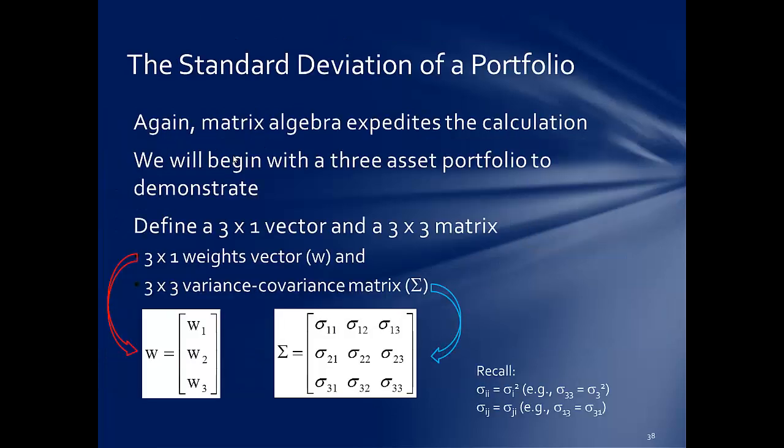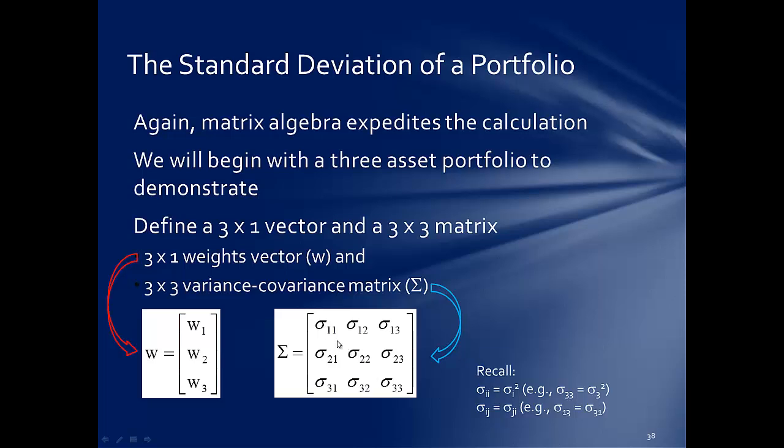Now, how can we use matrix algebra to get the portfolio standard deviation? We'll begin with a 3-asset portfolio to demonstrate. And what you have to do is to define a W vector and a sigma matrix. So if we're doing a 3-asset portfolio, define your W vector just as we did previously. The W vector contains the weights of each of the assets in your portfolio. The sigma matrix contains the variances and covariances between the 3 assets.